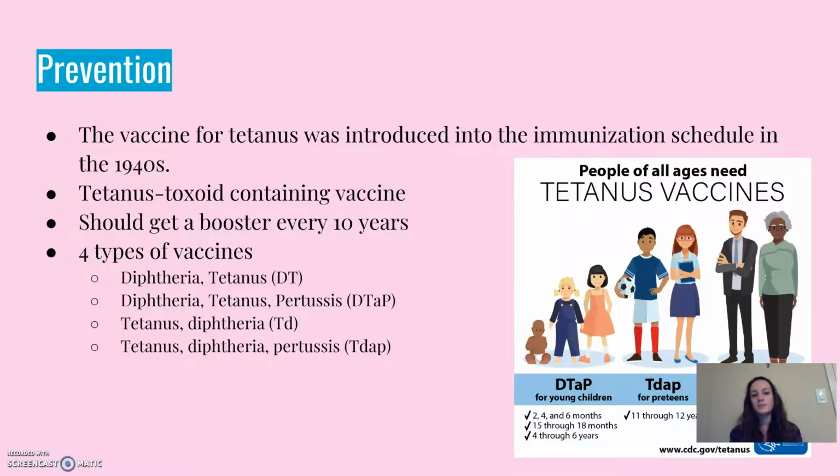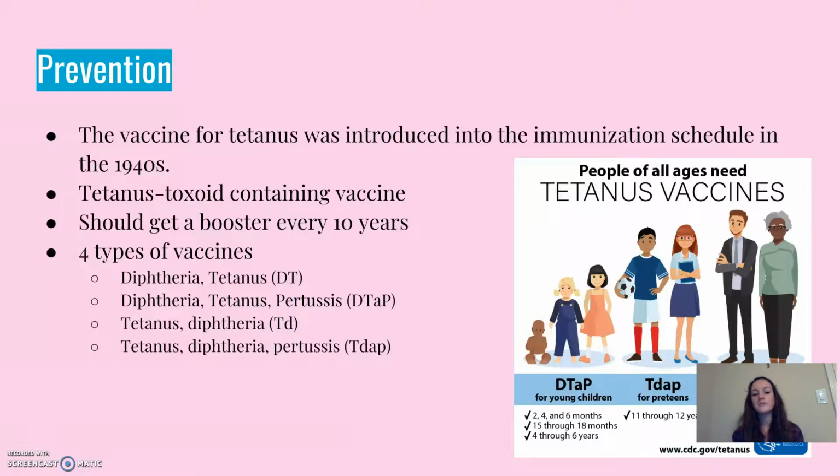The United States recommends that you get a booster every 10 years. However, there is a little bit of talk about this because some countries don't even recommend a booster at all. And then there's some research that came out recently saying that you only need a booster every 30 years, because that's how long the vaccine will stay effective. So they're actually talking about maybe changing the immunization schedule. So that's interesting.